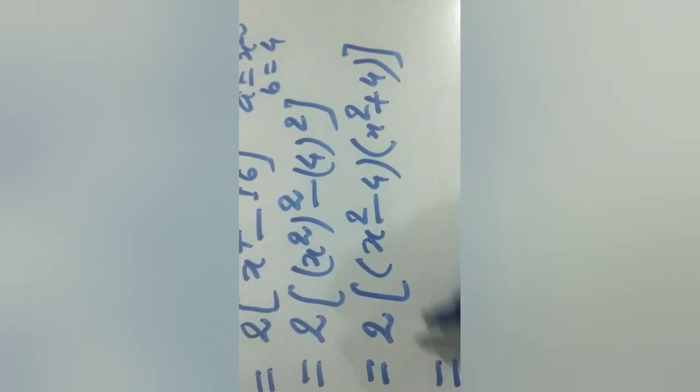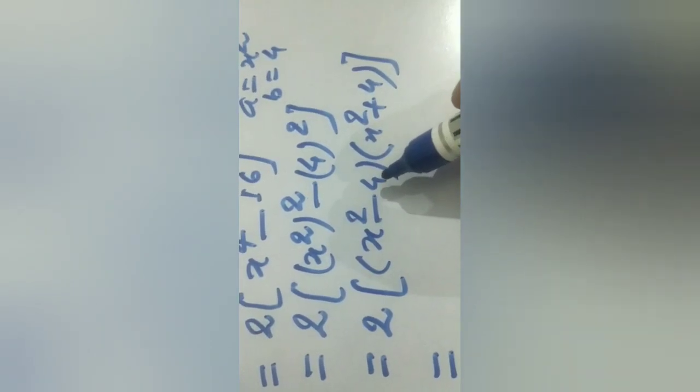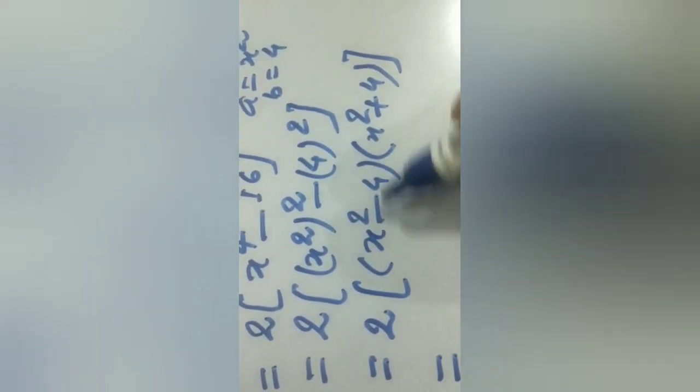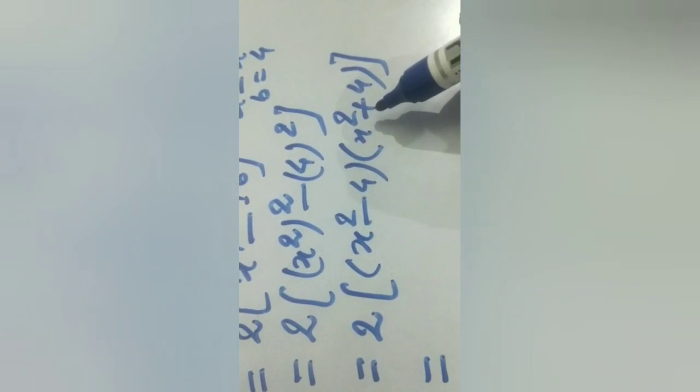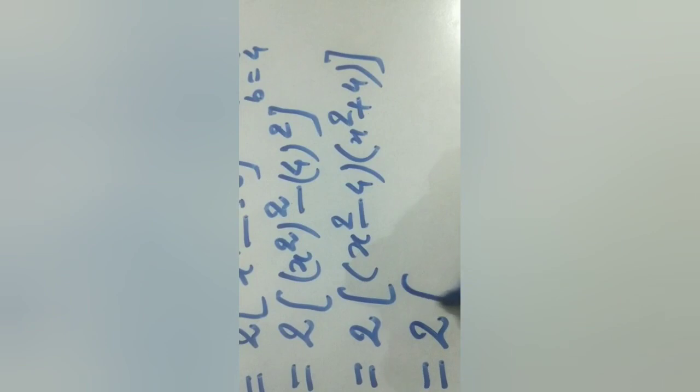Now you can see this is also a square of x, and this is the square of 2, and minus sign is there, that is, difference is there. If sum is there, then we can't factorize it, but difference is there and both are the squares, so you can factorize it. So let us write it as x the whole square minus 2 the whole square.